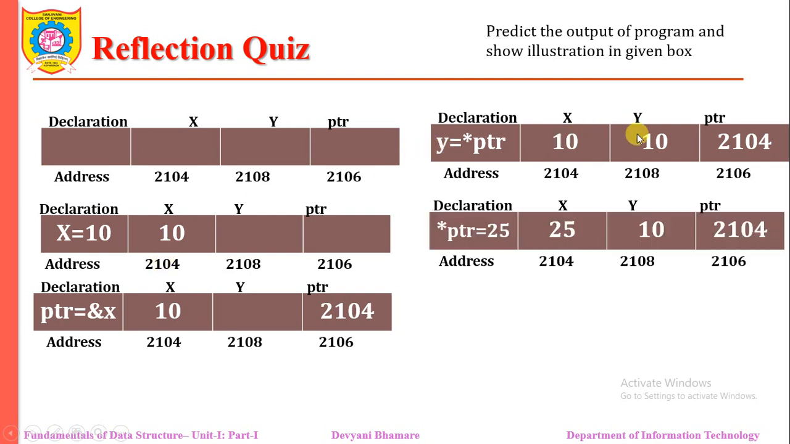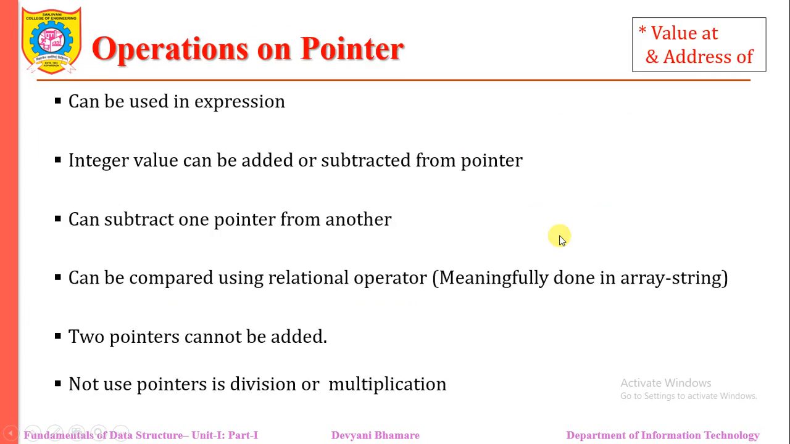But when we get the statement star PTR is equal to 25, what does it mean? It indicates the value at PTR. What is the value at PTR? The value at 2104 is equal to 25. Means it will directly change this 10 value with 25. So that's why, due to these statements, we are changing the value of x indirectly. And this is the use of pointer.